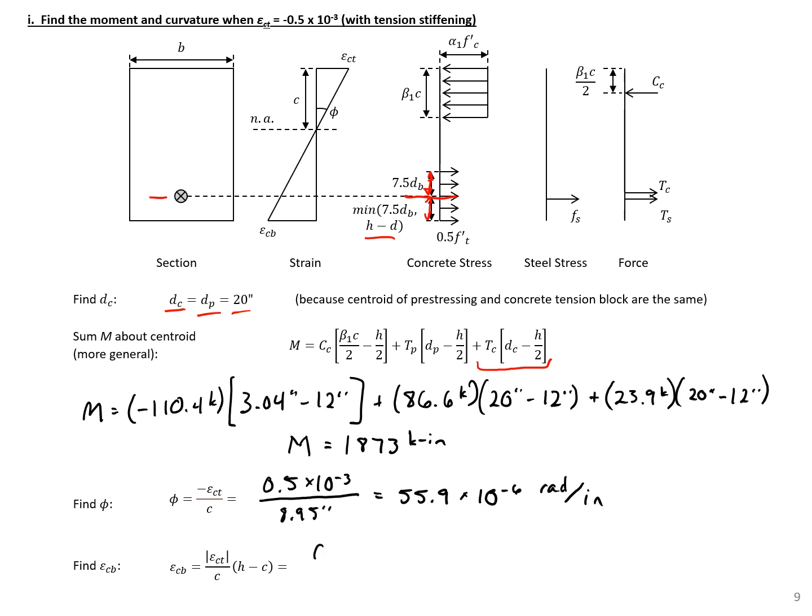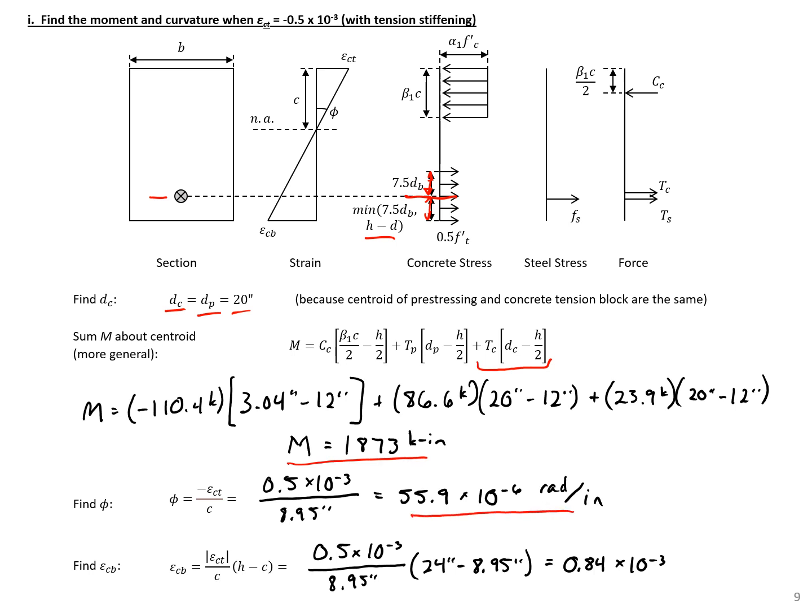And then we can also find the strain in our bottom fiber by taking, again, our 0.5 times 10 to the negative third divided by C, 8.95, times 24 minus 8.95, which will give us a strain in the bottom fiber of 0.84 times 10 to the negative third. So here you can see we found, again, our moment and our curvature. That's what the problem asks for, so those would be our answers here.